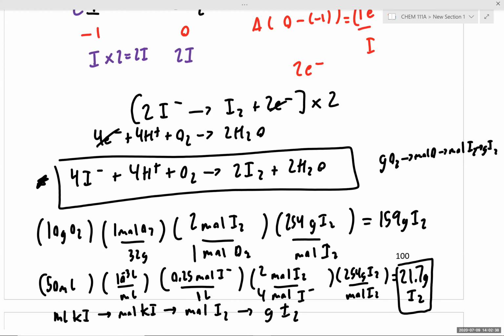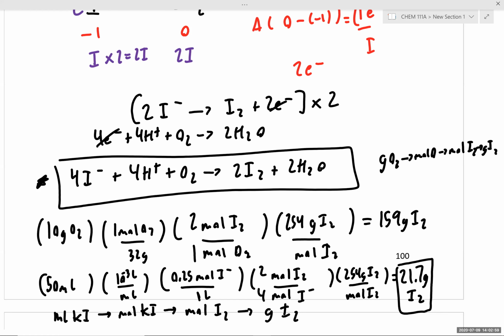So despite all the work to balance this redox equation, once we have our balanced equation, we've already done this kind of stoichiometry process before. In fact, we've demonstrated that in the earlier examples. So we're putting together balancing redox equations and reaction stoichiometry.